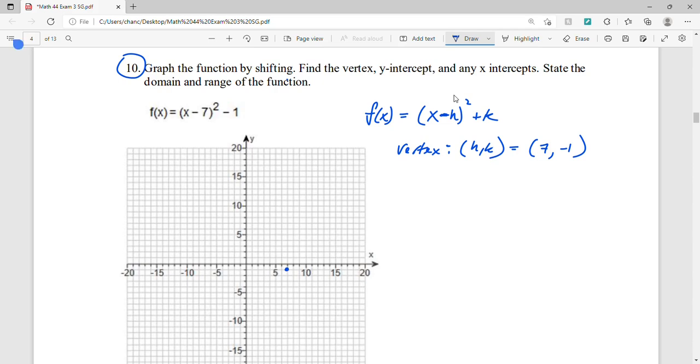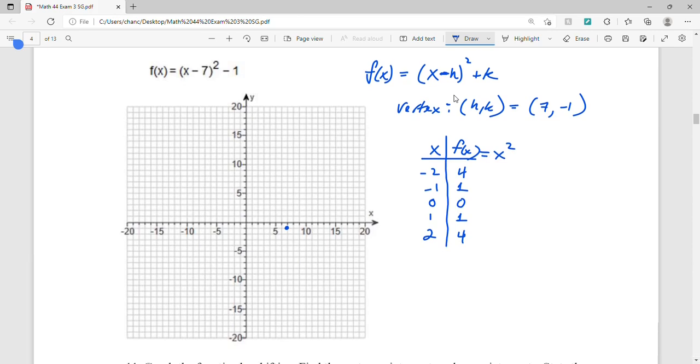And this is the point 7 comma negative 1. The next step is to look at the parent graph. Recall the parent graph for a parabola is as follows. We have negative 2 squared is positive 4, negative 1 squared is a positive 1, 0 squared is 0, 1 squared is 1, and 2 squared is 4. So this is the general shape for the x squared function or the parabola. And that tells me how to graph this.